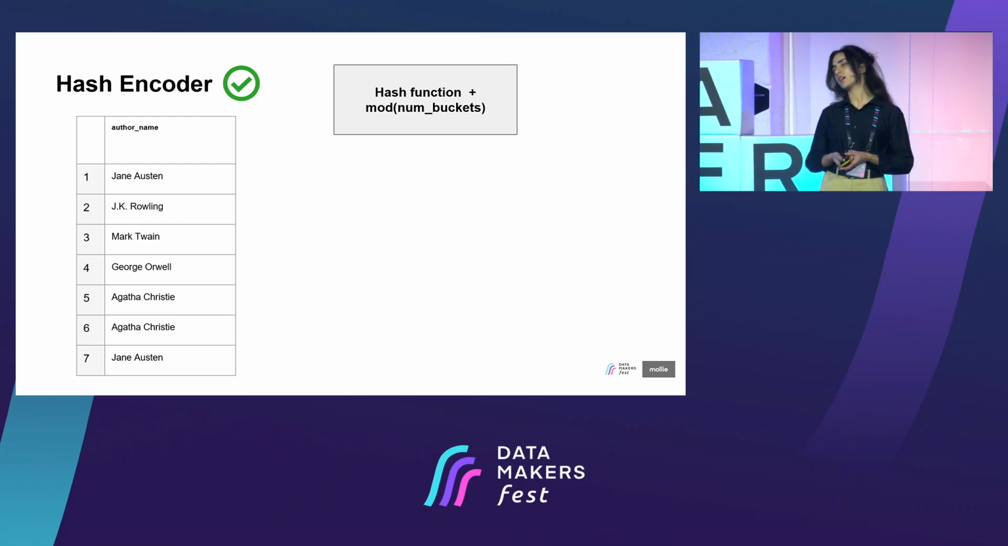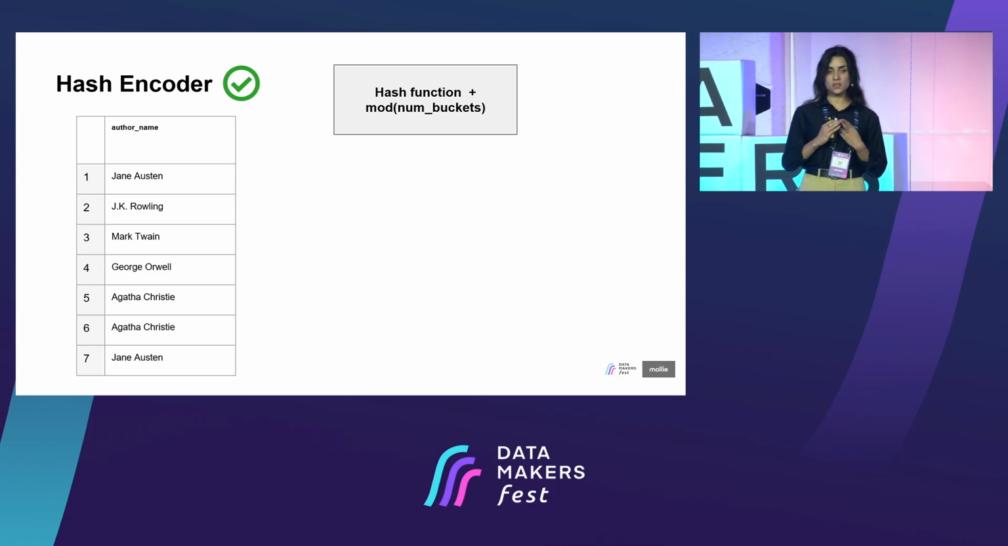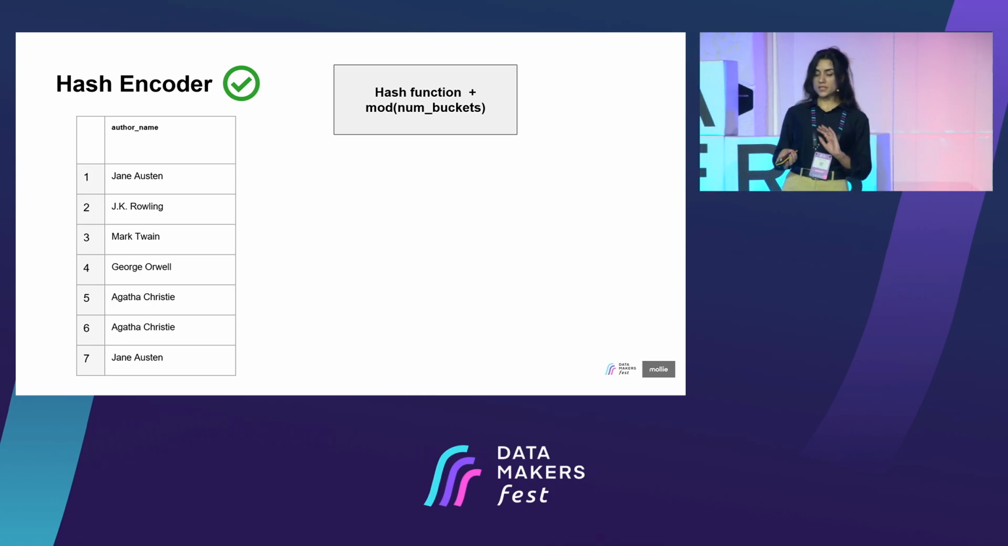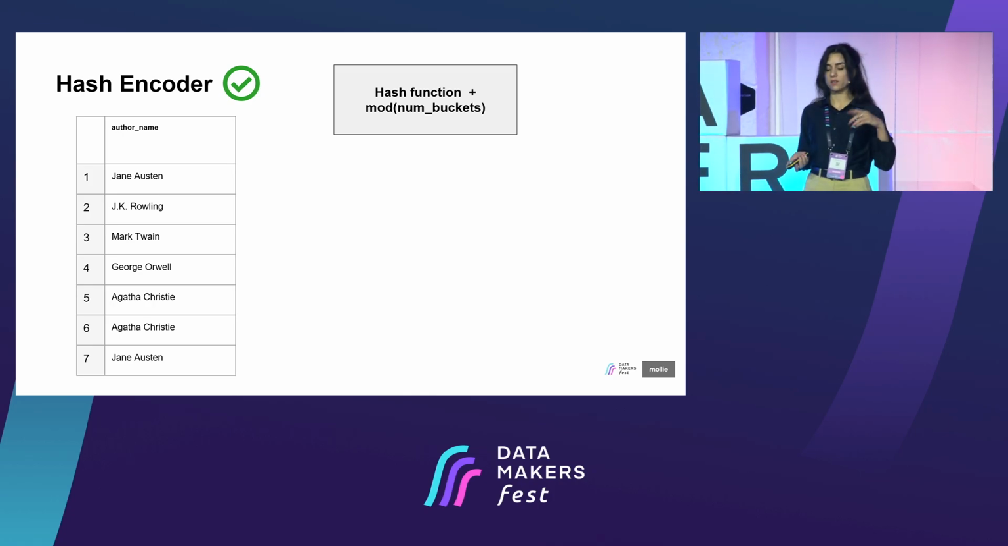How do we apply this hash function? We choose a hash function, and then the second thing that we have to define is the mod, so the number of buckets. How many buckets do we want to group the values in? This number of buckets is then inputted in a mod function to create the bucket. So let's just see it with an example.